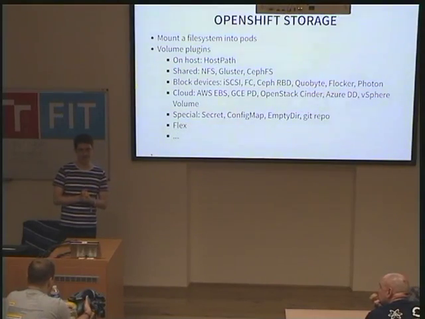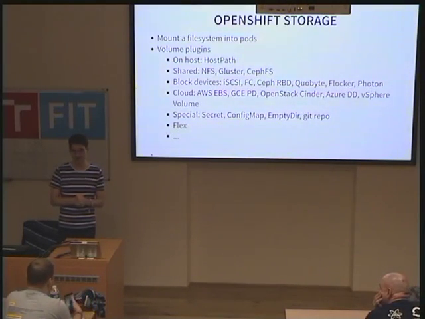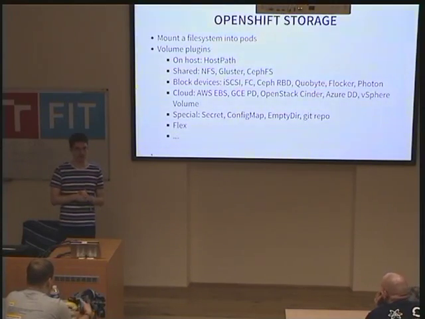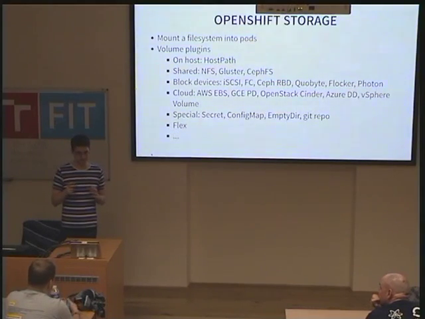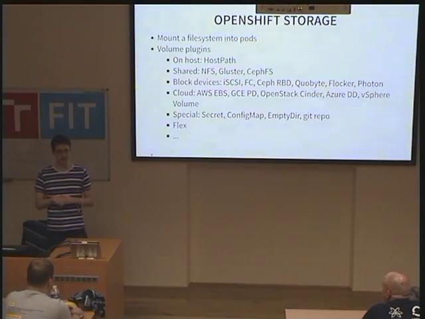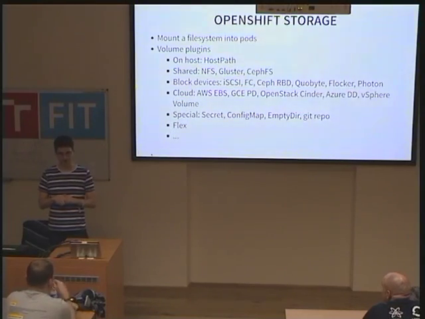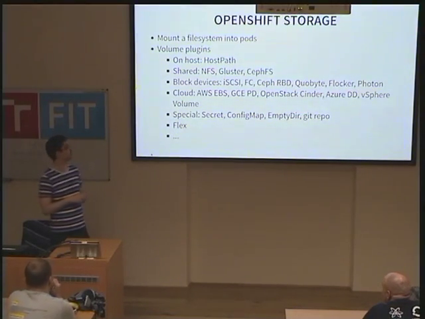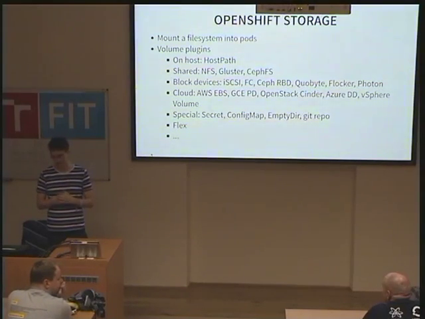As I have said, OpenShift and Kubernetes, they run containers. The containers are ephemeral. They are started, deleted, and every change that the container does, everything it writes, is lost when the container dies. So to bring some persistence into these containers, we mount stuff into the containers, and we can mount many things. We can mount shared file systems like NFS, Gluster, Ceph. We can mount remote block devices like iSCSI, Fiber Channel, Ceph, Quobyte, Flocker, and Photon.